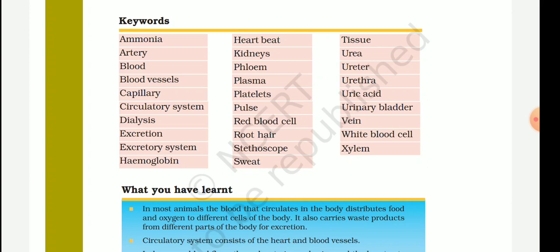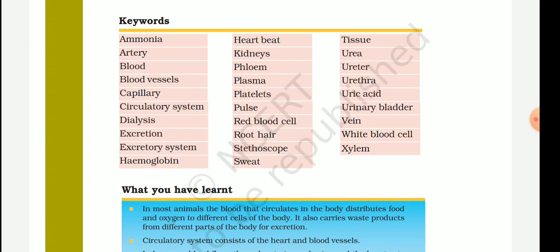Circulatory system. We discussed the human circulatory system. It tells how the blood is transported from heart to lungs and then from heart to all the body parts. Dialysis, I told you, when the excretory system or the kidneys of the human beings do not work properly, then you need an artificial unit for excretion, or you can say removing the waste, that is dialysis.